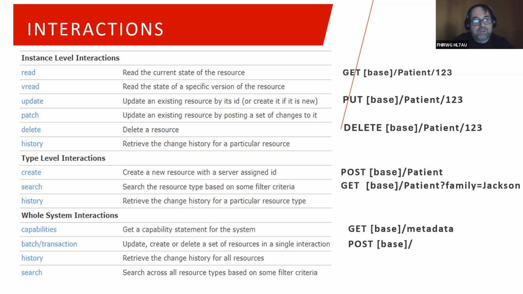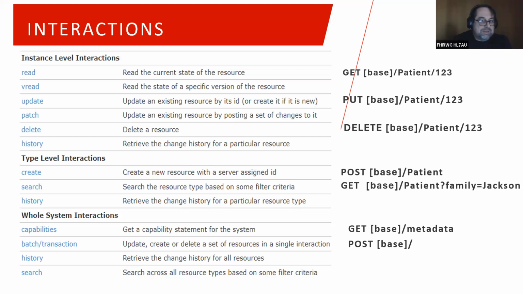There's a history interaction at the type level, which shows you essentially all the changes done on that particular resource type. So that will show all the changes made on any patients in the system. You can look back through the history and go, oh, the last thing that happened was this patient was created, and I can see there was an update on a different patient, and this other patient was deleted. So it's a useful way to have a picture of all the changes going on for a particular resource type.